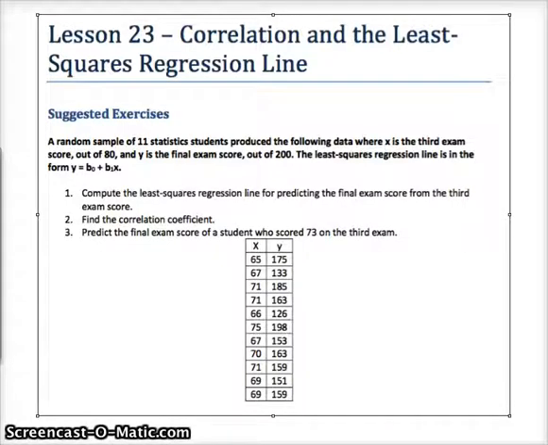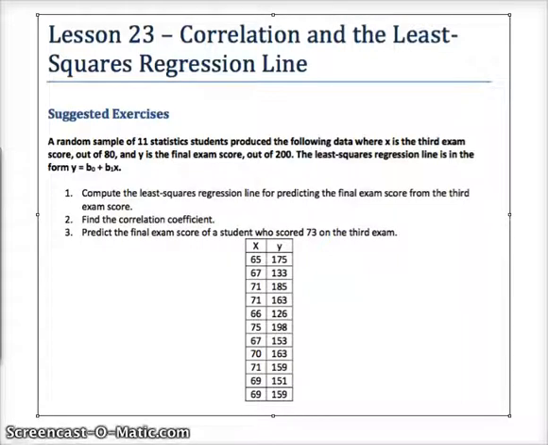A random sample of 11 statistics students produced the following data where X is the third exam score out of 80 and Y is the final exam score out of 200. The least squares regression line is in the form of y-hat equals b sub 0 plus b sub 1 x. Compute the least squares regression line for predicting the final exam score from the third exam score. Find the correlation coefficient. Predict the final exam score of a student who scored 73 on the third exam.